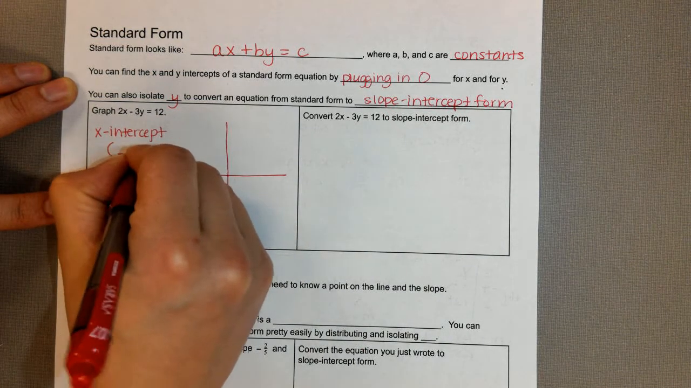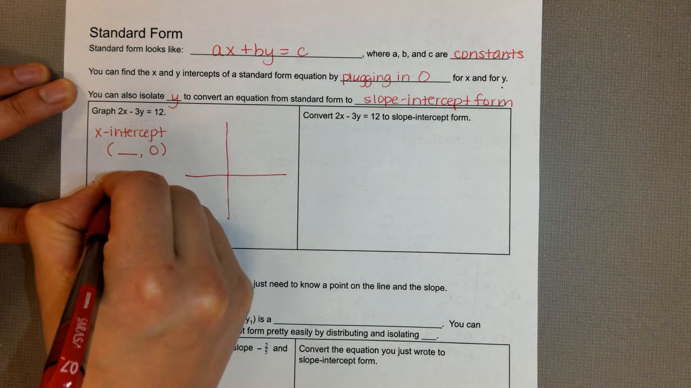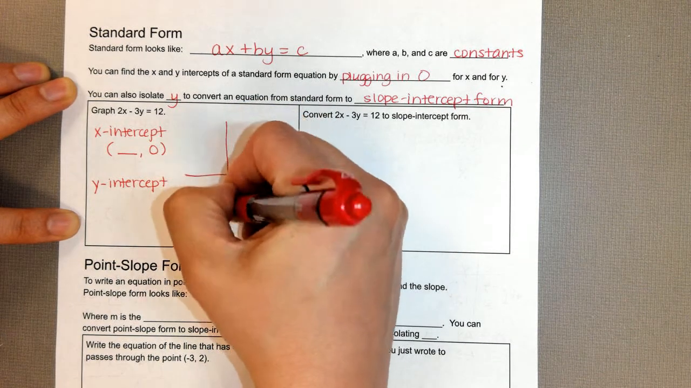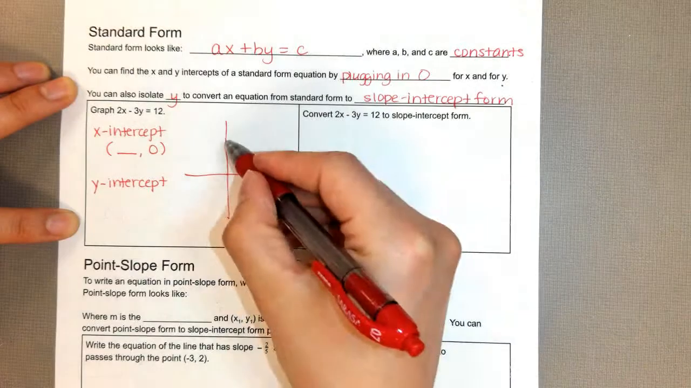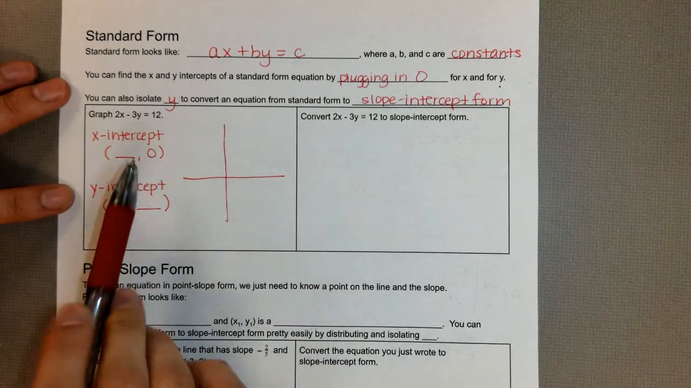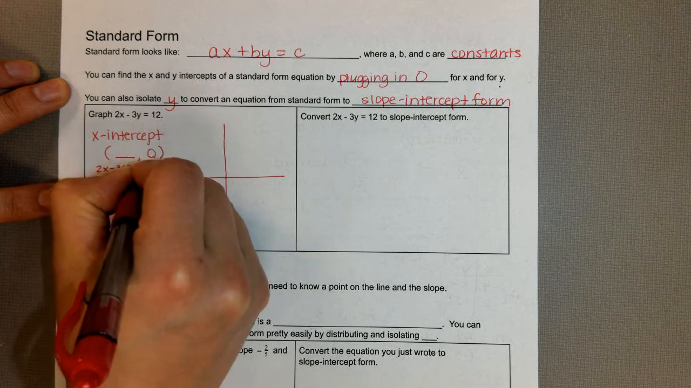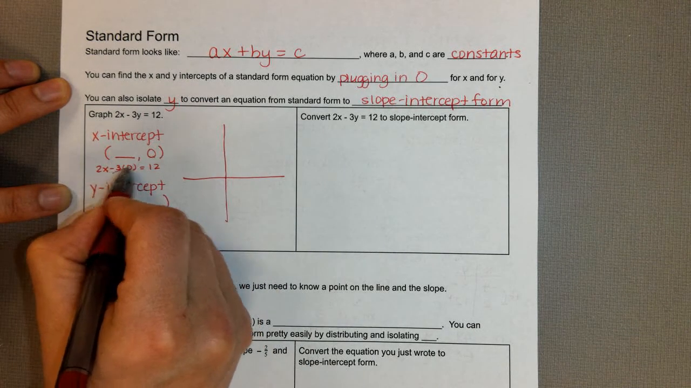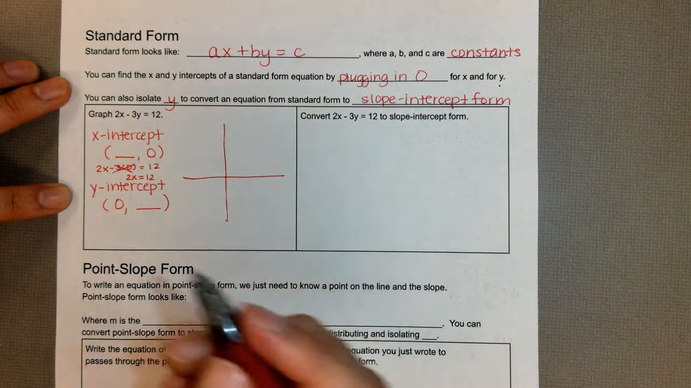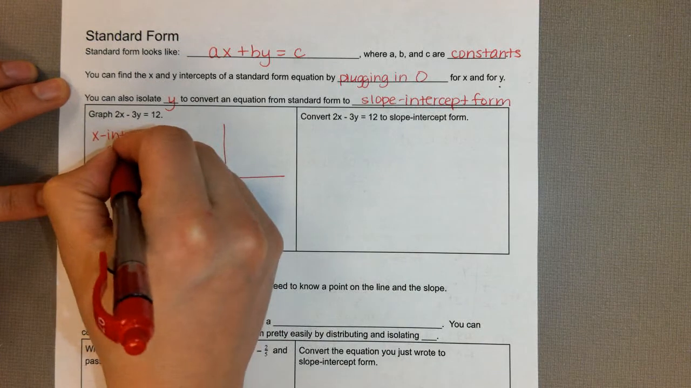So I'm looking for a point where I don't know the x-coordinate yet, but I do know that the y-coordinate is 0. And if I'm doing a y-intercept, it'll be on the y-axis. And anywhere on this y-axis, any point that I draw will have an x-coordinate that is equal to 0. So what I'm thinking to myself is, if I plug in 0 for y, so I'm going to do 2x minus 3 times 0 equals 12. 3 times 0 is just 0, so I don't really even need this part. So I really just have 2x equals 12. If 2x is 12, that means that 2 times something is 12. Well, that something has to be 6.